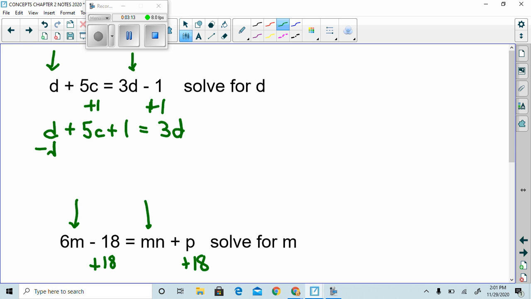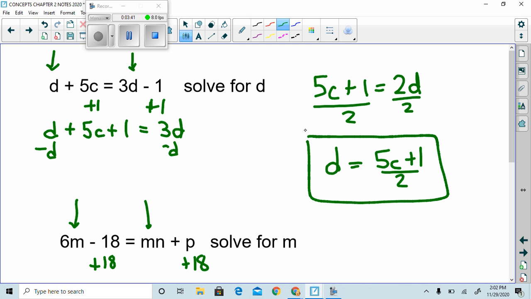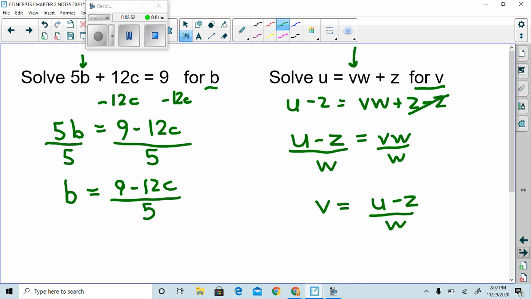Let's now gather those d's to one side. Let's subtract d on both sides. And that leaves me with 5 times c plus 1 is equal to 2d. And the very last thing I will do is divide everything by 2. And I've now isolated d, and I've got 5 times c plus 1 divided by 2. So when I see that it occurs on both sides, I simply gather them to the side where they're greater so that I have positive values there. So that was just a little refresher on how we looked at these literal equations.